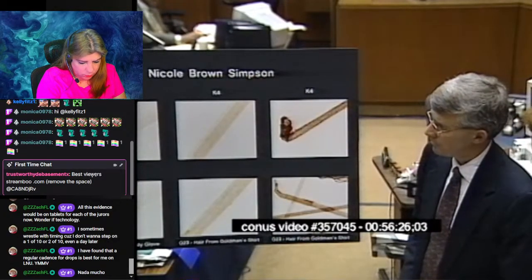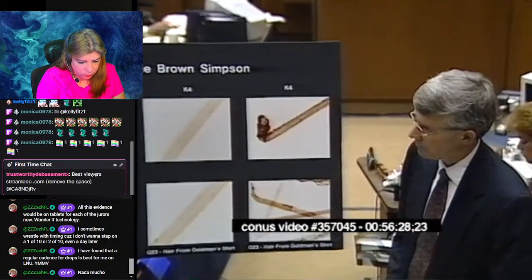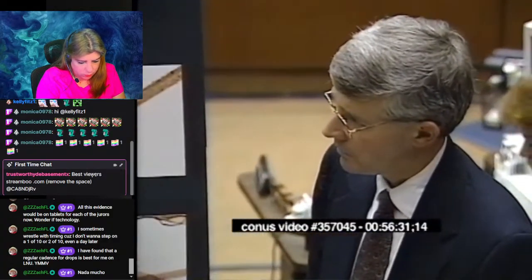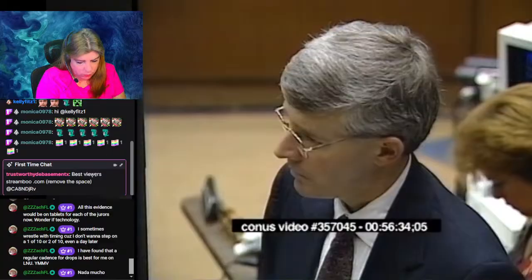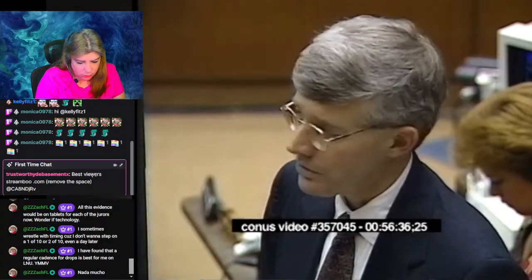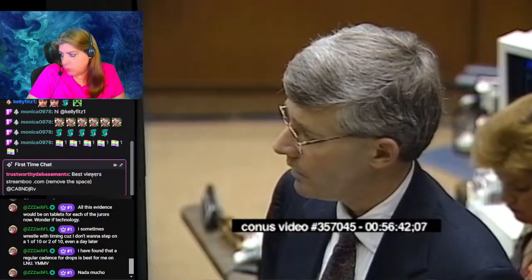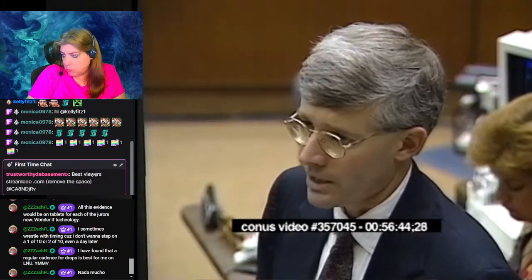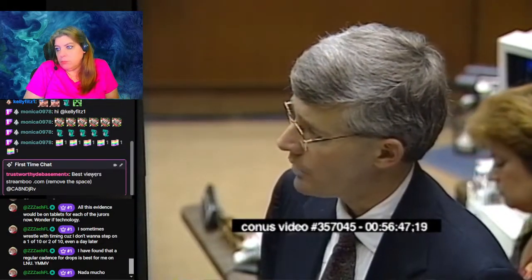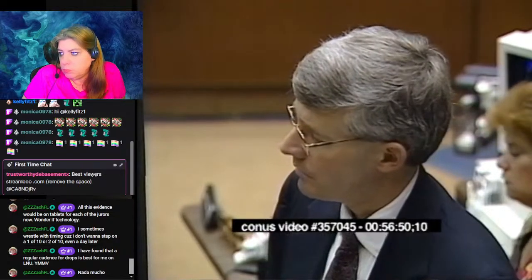What, in your experience, sir, could account for the hairs that exhibited the same microscopic characteristics of those of Nicole Brown on Ron Goldman's shirt? Either a primary or a secondary transfer. Either they came there directly from the head of Nicole Brown Simpson, or they were transported there as a secondary transfer.